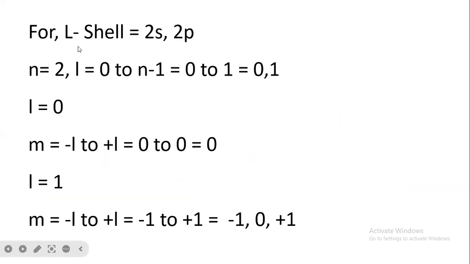In the case of the L cell, 2s2p, n equals 2, l equals 0 to n minus 1, that is 0, 1. If l equals 0, m equals minus l to plus l, which is 0. If l equals 1, m equals minus l to plus l, that is minus 1, 0, 1.